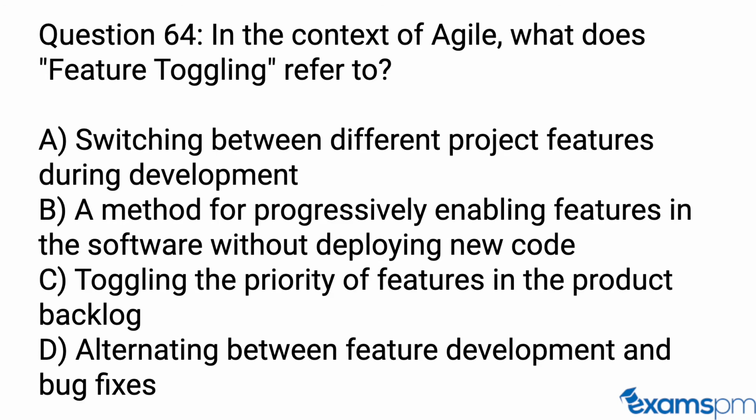Question 64. In the context of Agile, what does feature toggling refer to? A. Switching between different project features during development. B. A method for progressively enabling features in the software without deploying new code. C. Toggling the priority of features in the product backlog. D. Alternating between feature development and bug fixes.